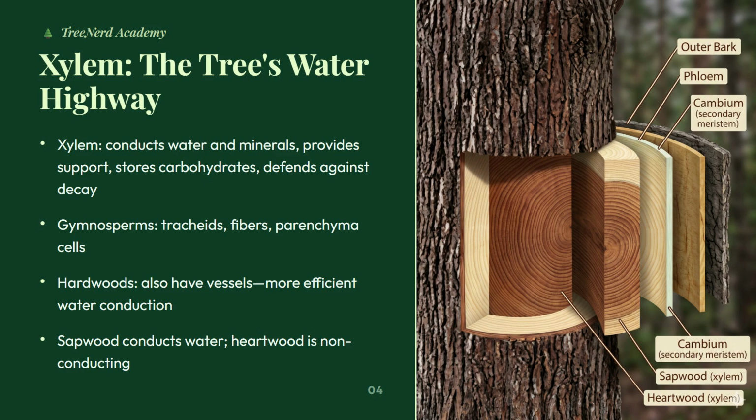In gymnosperms like pines, xylem consists of tracheids, fibers, and parenchyma cells. Hardwoods also have vessels, stacks of dead, hollow cells forming efficient water tubes. Trees are either ring-porous (oak, elm, ash) with seasonal vessel size changes, or diffuse-porous (maple, poplar) with uniform vessels. Growth rings visible in cross-sections result from seasonal xylem production. Sapwood conducts water. Heartwood is non-conducting, often darker.